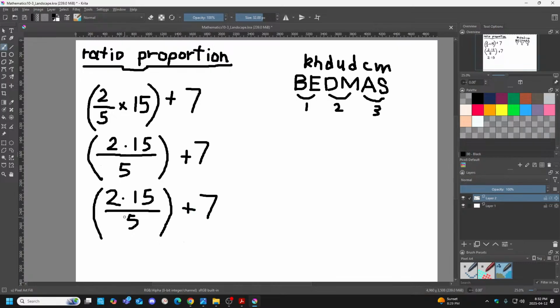Okay? We know 5 goes into both, right? What times 5 gives us 5? Well, that's 1. What times 5 gives us 15? Well, that's 3. I'll write that a little bit better. Okay?